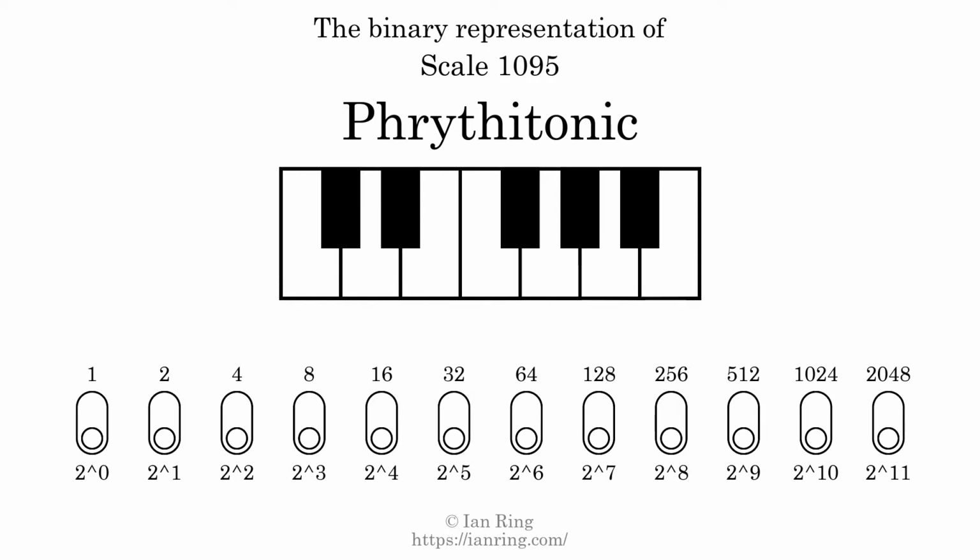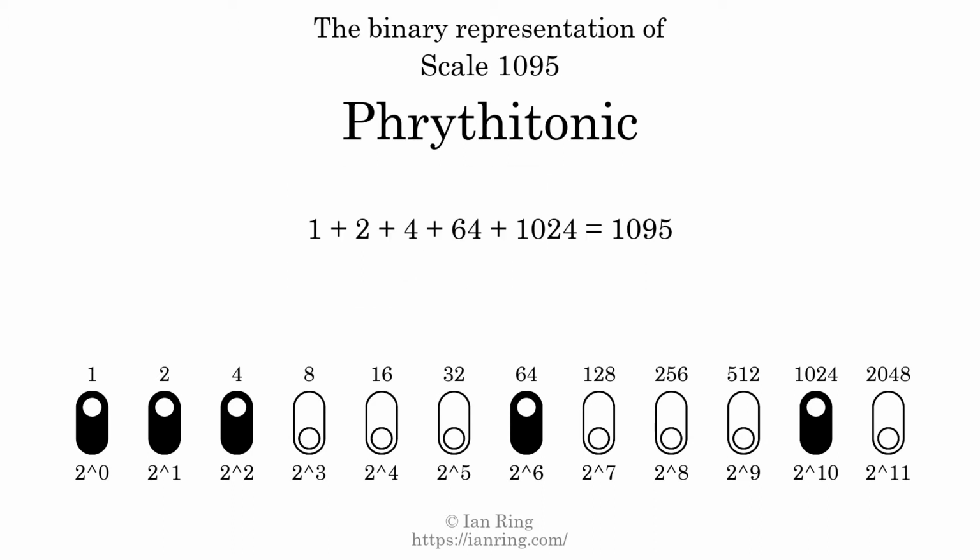The binary representation of this scale is determined by mapping tones of the scale to binary digits. Each binary digit represents a power of 2. To get the scale number, we add the powers of 2 together. The powers of 2 that are present in the scale, all added together, equals 1095. That is why the scale number, in decimal, is 1095.